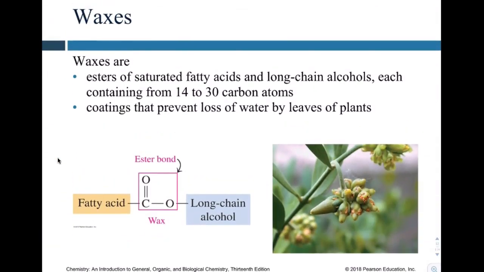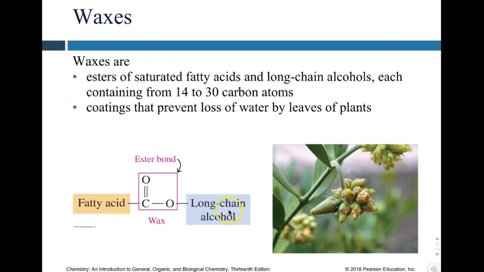So waxes specifically are esters of saturated fatty acids and long chain alcohols. So you've got a long chain fatty acid on one side, and a long chain alcohol on the other side, and you know how we make esters, esterification, right? So we have our fatty acid, and that OH leaves with an H from the alcohol, and we make water. That's a dehydration. And then you get an ester bond. And so if you see a fatty acid, a long carbon chain, an ester bond, and then a little alcohol chain over here, then you've got a wax.